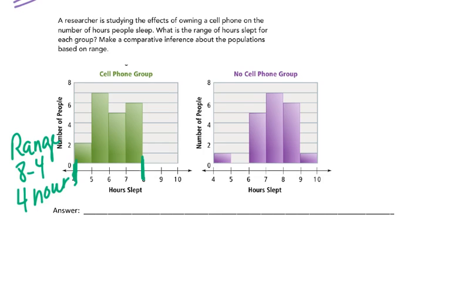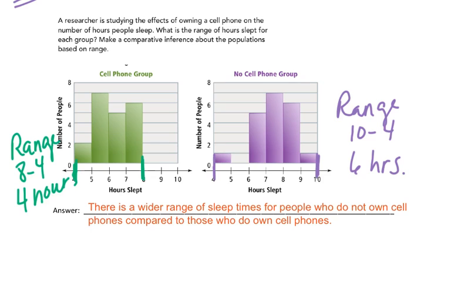If you take a look at the other set of data, people who don't have cell phones, the range is 10 minus 4. So the range is 6 hours, and we're talking about hours of sleep. So we can say that there is a wider range of sleep times for people who do not own cell phones compared to those who do own cell phones. So pause the video there to get that sentence written down. I'm going to move on to the next page.